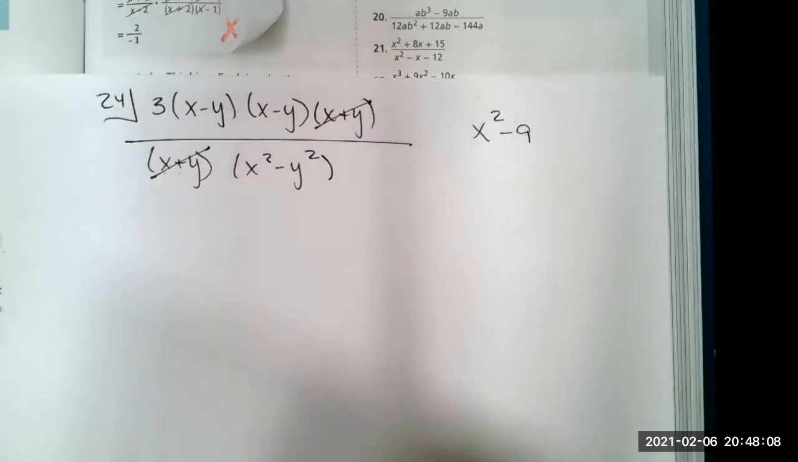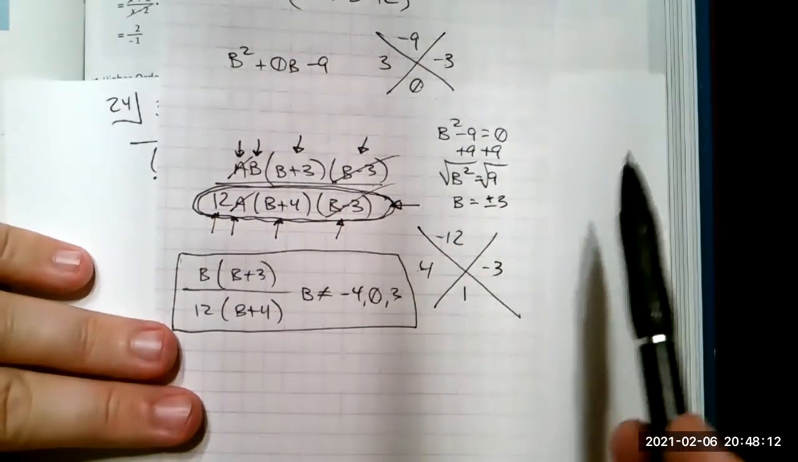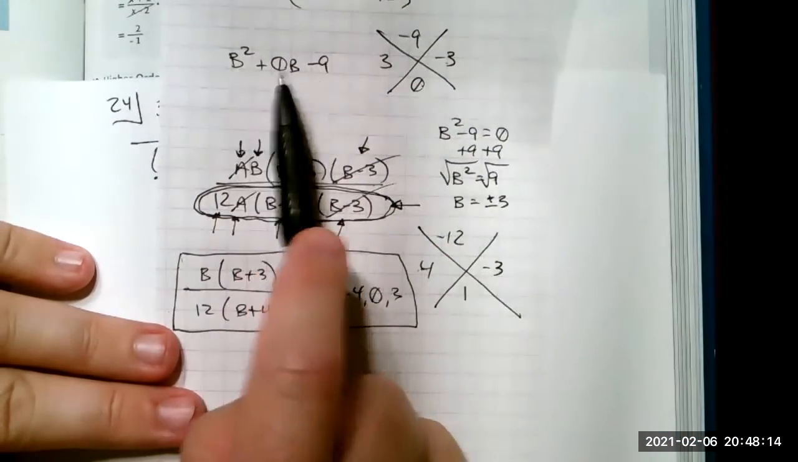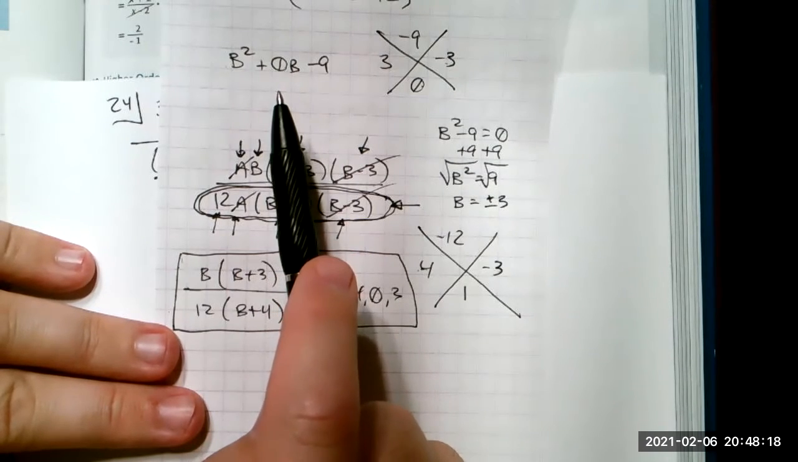Oh, right here. This was on problem number 20. So very similar, it's just b squared minus 9, b squared x squared. It doesn't matter what variable you use. Remember, there's two ways to do this.